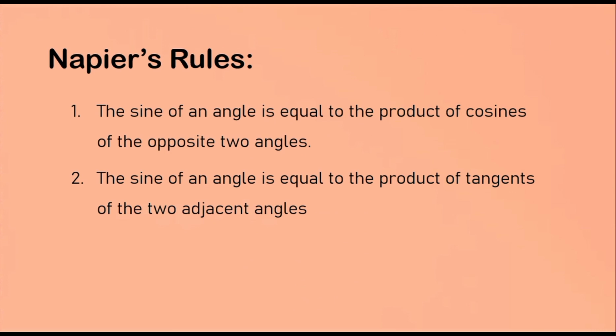Napier's rules. Number 1, the sine of an angle is equal to the product of the cosines of the opposite two angles. Number 2, the sine of an angle is equal to the product of the tangents of the two adjacent angles.